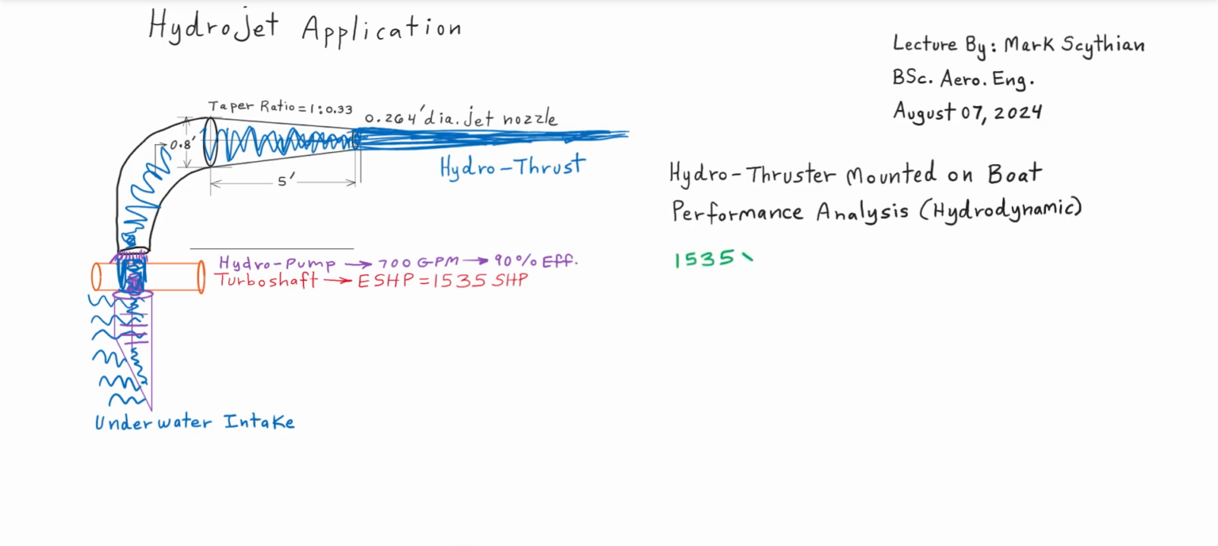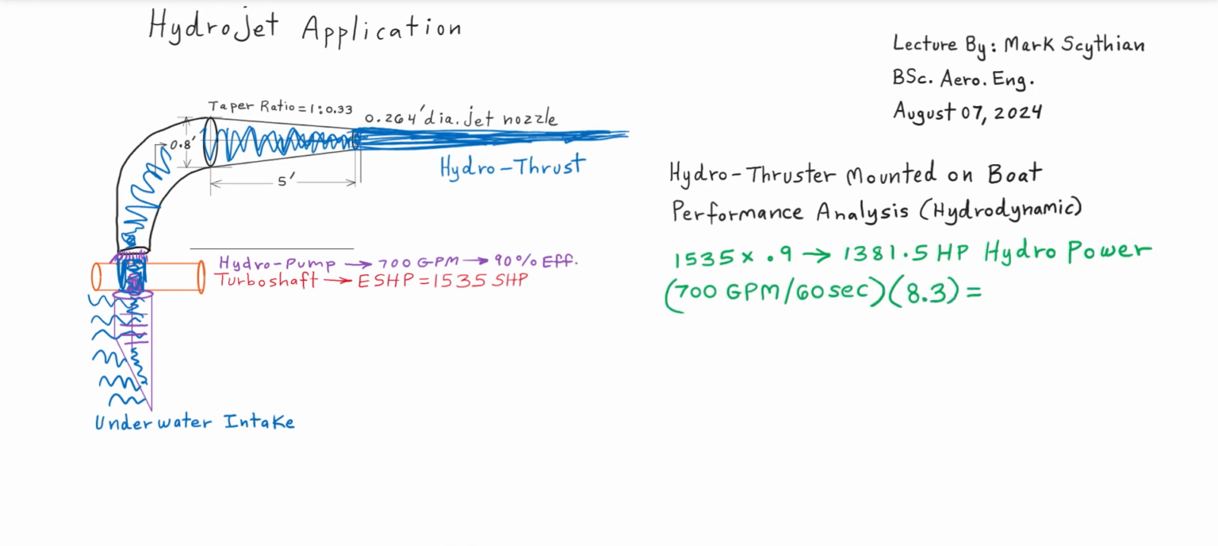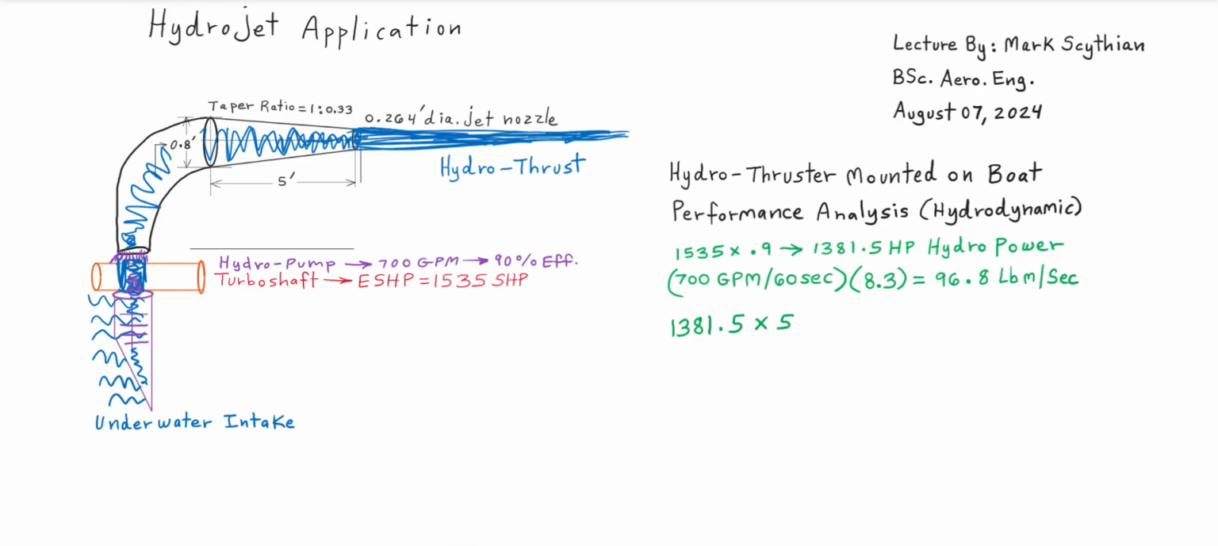performance analysis. So we start with the 1535 shaft horsepower multiplied times 0.9. So there's going to be a hydraulic power of 1381.5 horsepower. And then the 700 gallon per minute flow rate of the hydro pump divided by 60 seconds for gallons per second times 8.3 pounds per 1 US gallon. So we have a mass flow rate of 96.8 pounds per second.